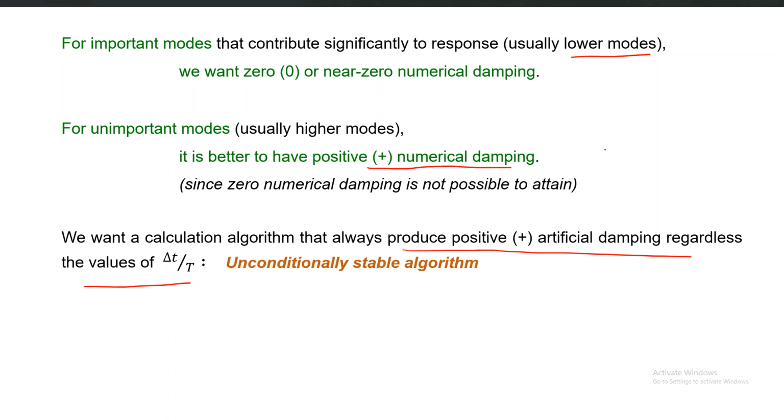Such kind of an algorithm or analysis procedure which ensures that there will always be positive artificial damping, regardless of whatever value of delta T over capital T you use, we call an unconditionally stable algorithm. One very famous unconditionally stable algorithm is called the Wilson theta method. Maybe next time we will just have an overview of that.